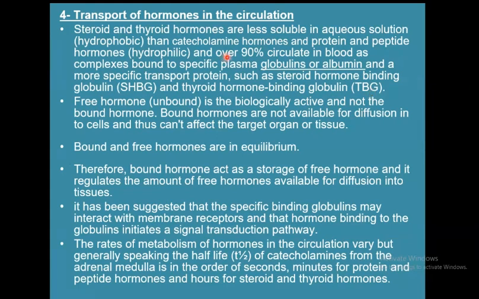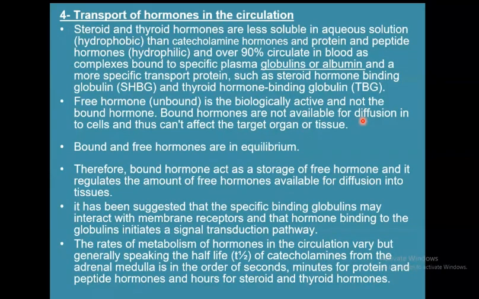They are either transported directly with the plasma globulin or albumin, or with a specific transporter such as steroid hormone binding globulin, SHBG, or thyroid hormone binding globulin, TBG. See here. As you can see, the steroid hormones and thyroid hormones are bonded with a transporter, globulin or albumin or SHBG or TBG. This is also important: as long as the hormone is bonded with its transporter, it is not active.